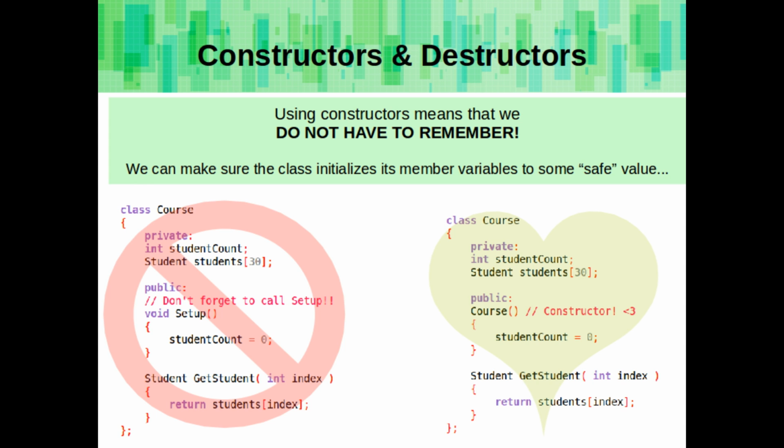As an example, on the left we've created a function called setup that initializes the student count to 0. We need to manually call this to make sure that we start at index 0 when we're accessing the student array. If we don't call setup, we can easily access something outside of this array because our student count might be garbage, so we might get something like student number 1000, even though we only have 30. On the right, we use a constructor to initialize that value to 0, so no matter what, anytime we create a new course, our student count is always going to start at 0.